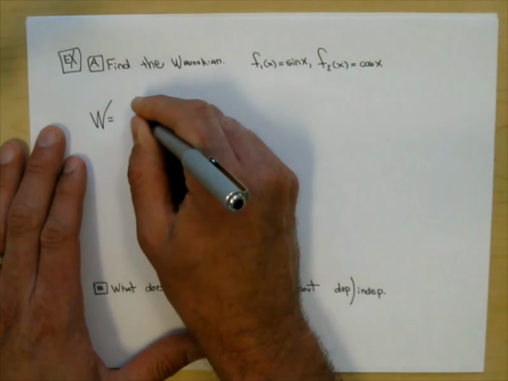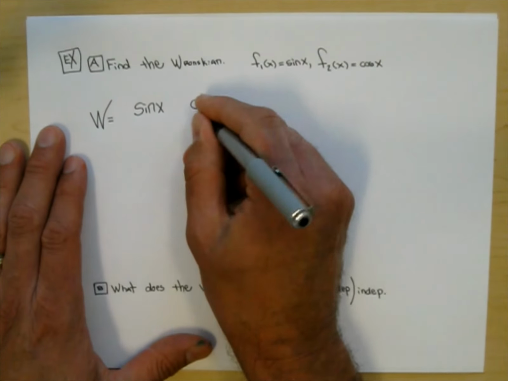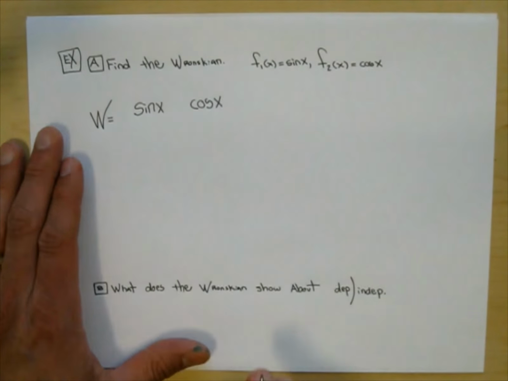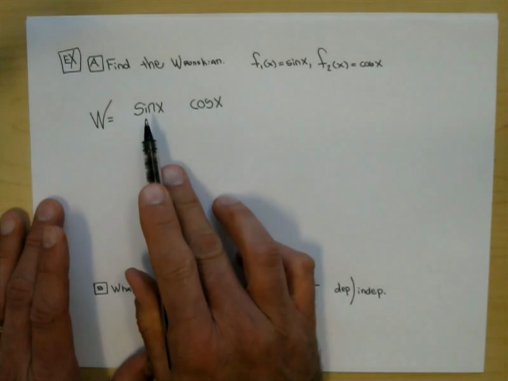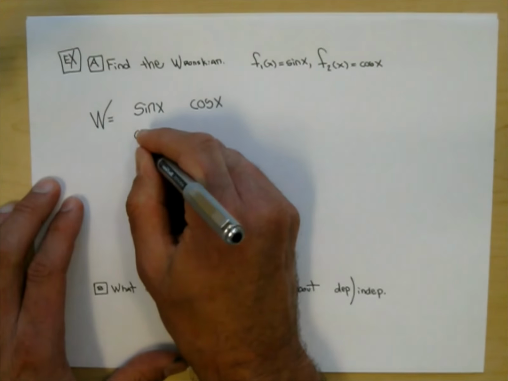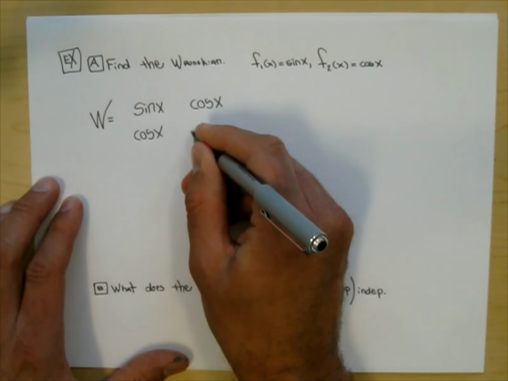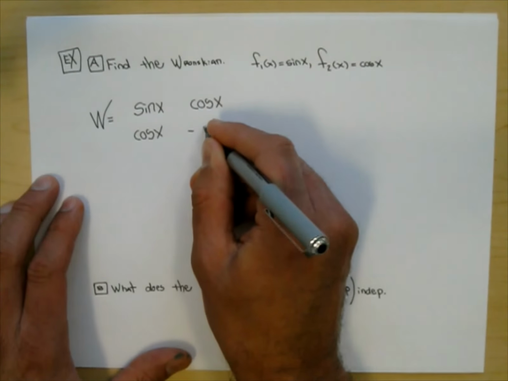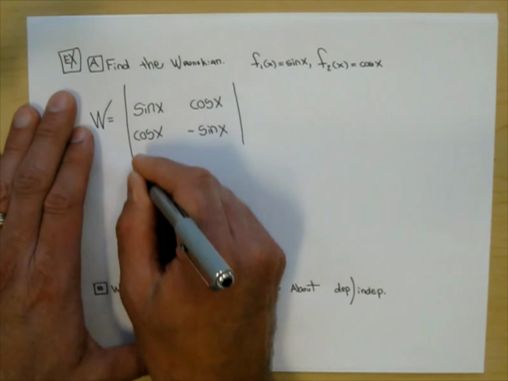You go ahead and you take these functions here, sine x and cosine x, and you make them be the top row of a matrix. And then you take derivatives until you get a square matrix. So the derivative of the sine is the cosine, and the derivative of the cosine is negative sine, and you take the determinant of that.